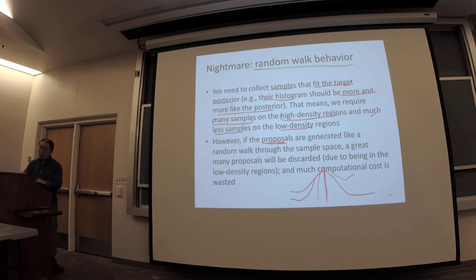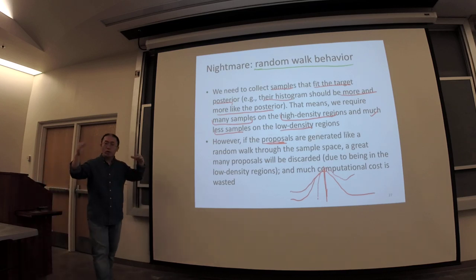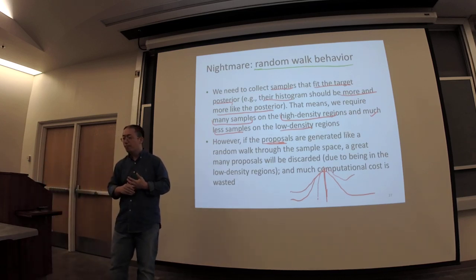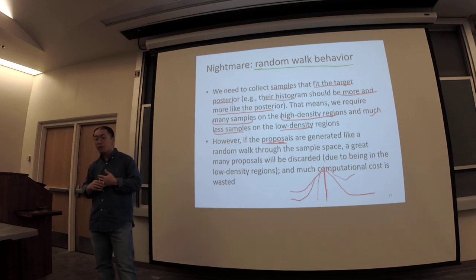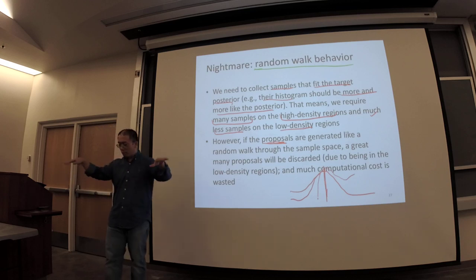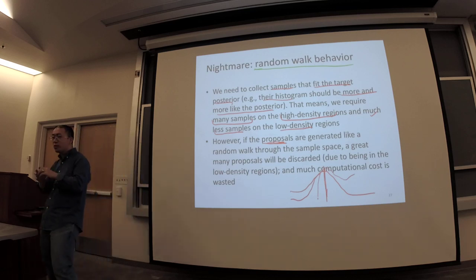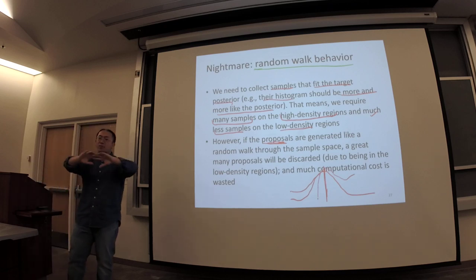And for the posterior distribution, if your model is very informative, you can imagine that your posterior distribution will concentrate on a few high density regions. Most of the other areas are low density regions. And when your proposal distribution generates candidate samples, they just blindly spread over the entire space. You can imagine that most of your samples will simply be rejected, will be wasted. That's the key bottleneck.